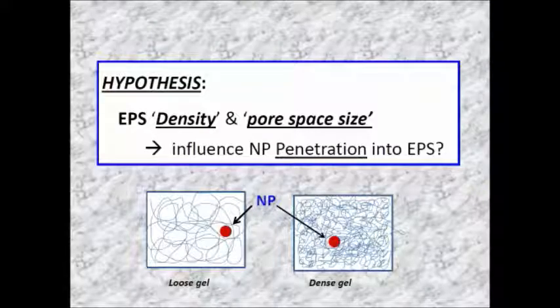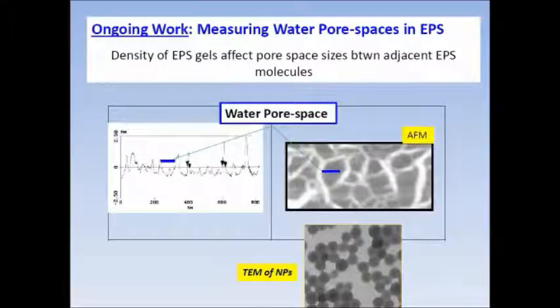And so one of our hypotheses that we're trying to explore further is how the density of the EPS matrix and the pore space size may affect the ability of nanoparticles to enter and penetrate the EPS and biofilm. And using very simple models in the laboratory at this point, we're using different size nanoparticles with different surface functional groups, and we're manipulating the density of the EPS gels, and then trying to actually measure the sizes of the water spaces in between the molecules using atomic force microscopy.